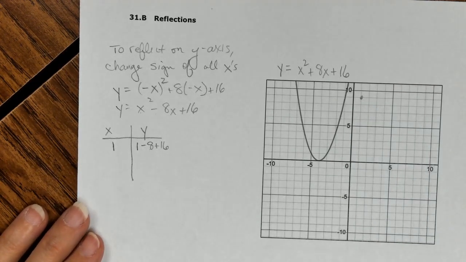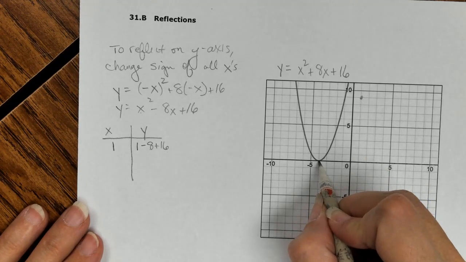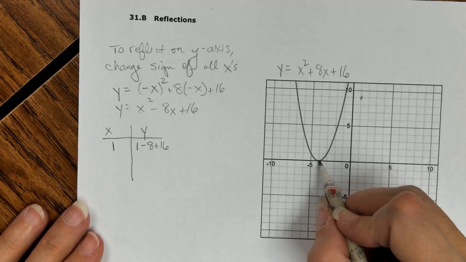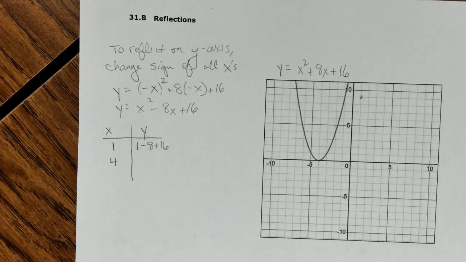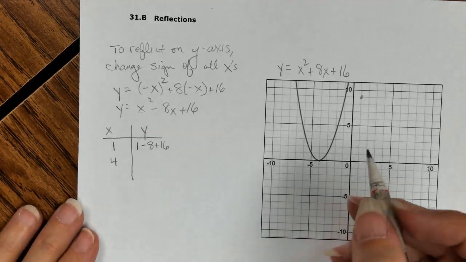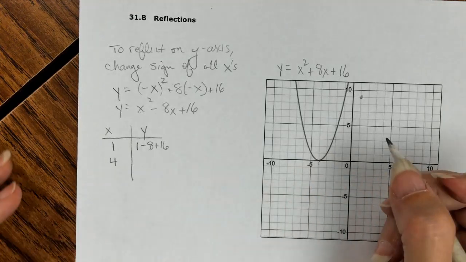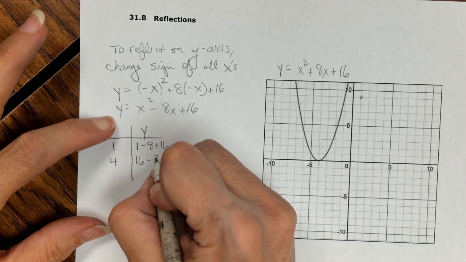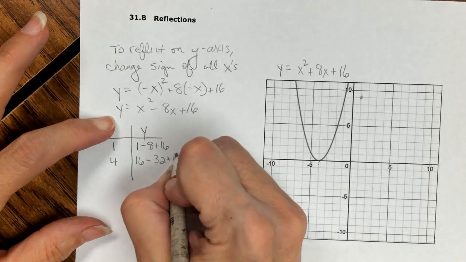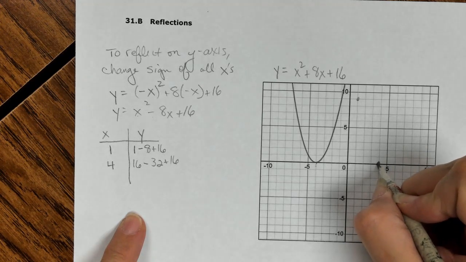Okay, and, well, this is at negative 4, so a positive 4 should be my vertex. Let's try 4. Because I know it's supposed to be flipping it to the other side. So I'm picking some key points based on this graph. Okay, so 4 squared is 16 minus 8 times 4 is 32 plus 16. I get 0, just like I'm supposed to. So I have that point.